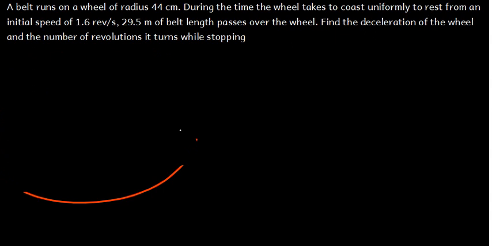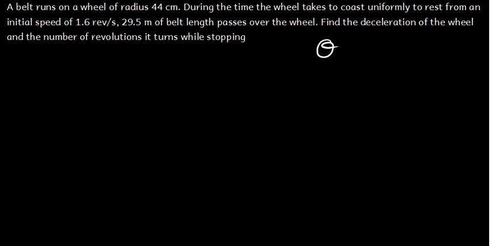The question is saying a belt runs on a wheel of radius 44 centimeters. During the time the wheel comes uniformly to rest from an initial speed of 1.6 revolutions per second, the distance, which is 29.5 meters of the belt length, passes over the wheel. Find the deceleration of the wheel and the number of revolutions it turned while stopping. So when you hear the number of revolutions, they are asking about angular displacement.